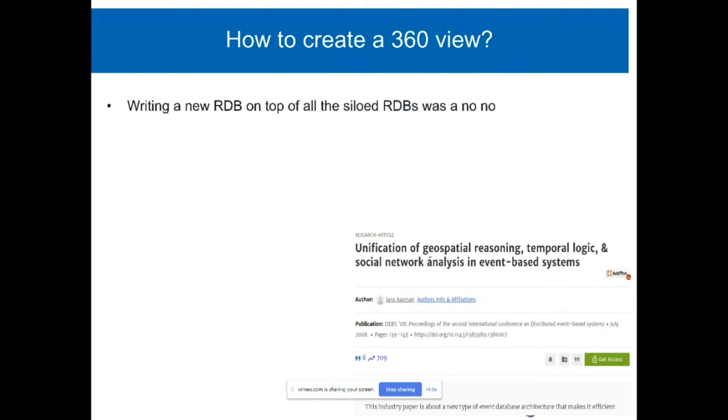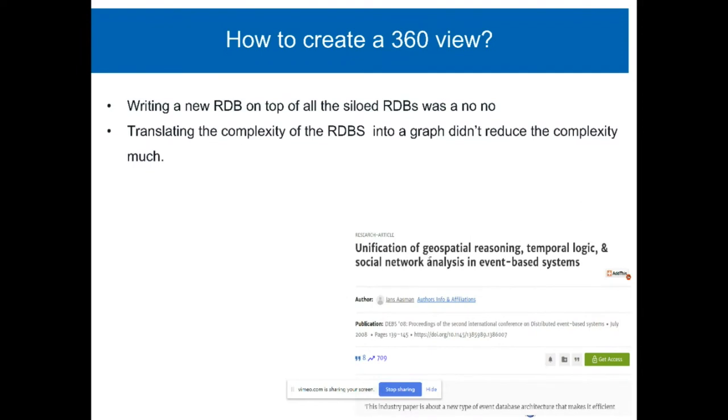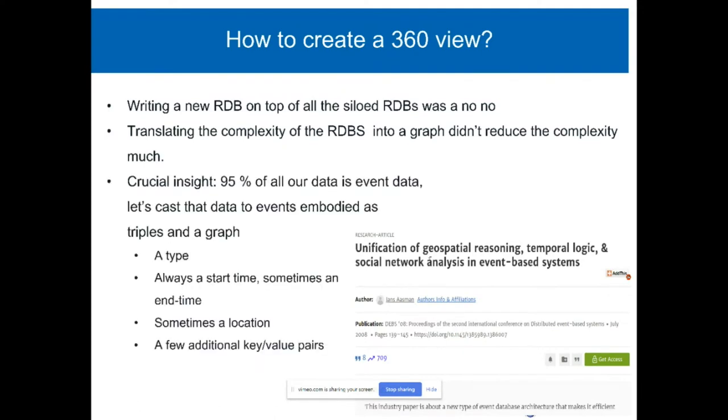And these NDocs people were absolute Oracle experts, yeah, and very proud of it. But they realized that when they wanted to do that 360 view, then relational database, that was just a no-no. And also, when they started, they quickly realized that just copying the complexity of the relational database to a graph didn't reduce the complexity at all. Yeah, one of the things that Dave also always talks about. And then the crucial insight for them that 90% of all our data is event data. So let's cast the data to events and bodies as triples in a graph, where the event is a very simple object. It's a thingy with a type, always a start time, sometimes an end time, sometimes a location, and a few additional key value pairs.